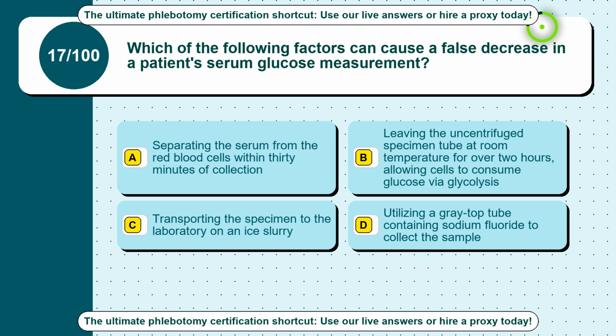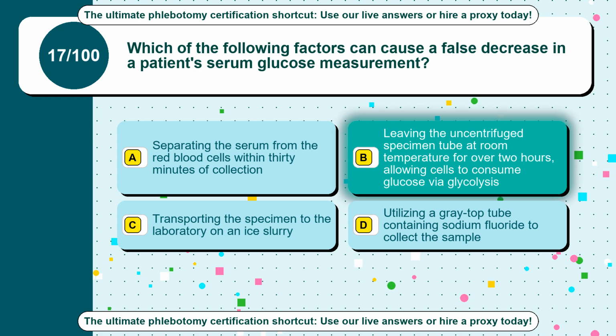Option A, separating the serum from the red blood cells within 30 minutes of collection. Option B, leaving the uncentrifuged specimen tube at room temperature for over 2 hours, allowing cells to consume glucose via glycolysis. Option C, transporting the specimen to the laboratory on an ice slurry. Option D, utilizing a gray top tube containing sodium fluoride to collect the sample.